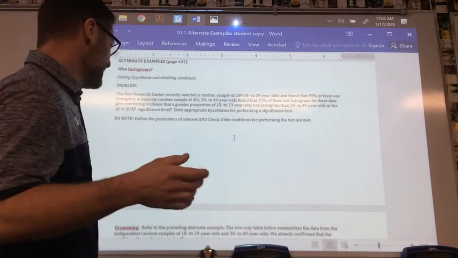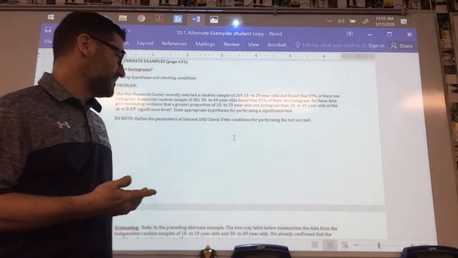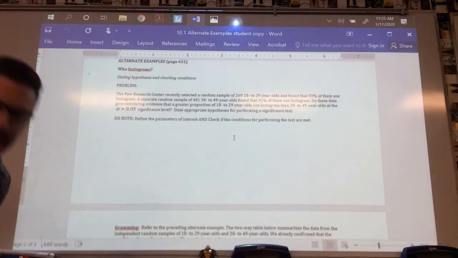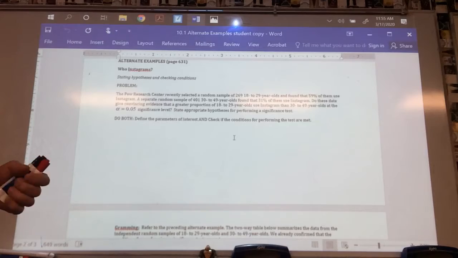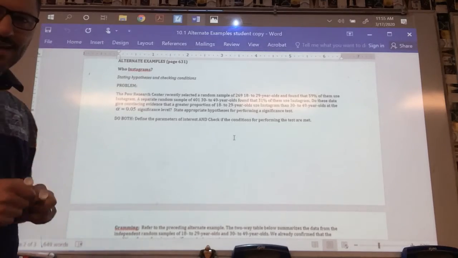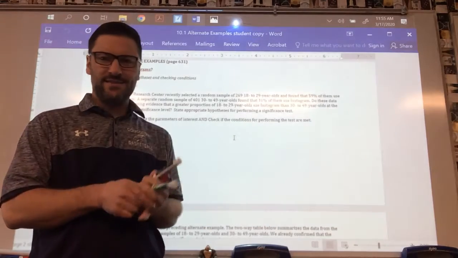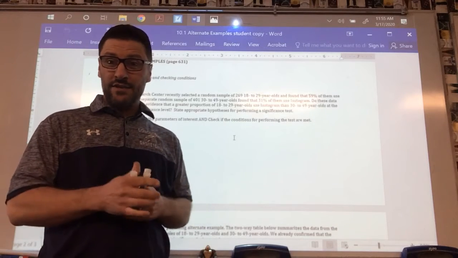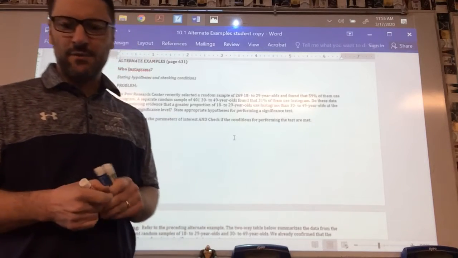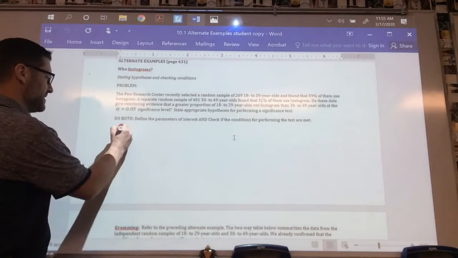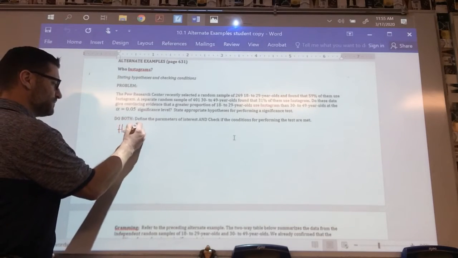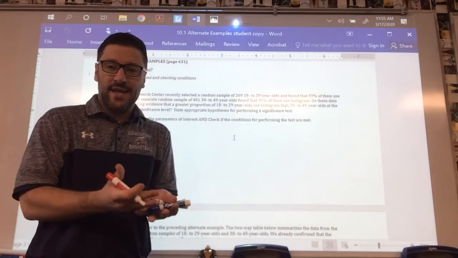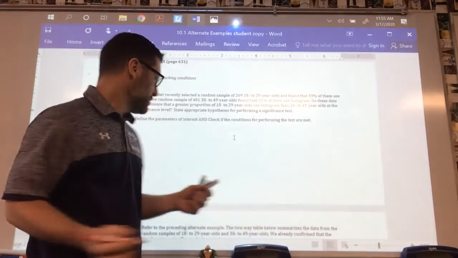Define both parameters of interest and check if the conditions for performing a test are true. So first of all, we're going to make a hypothesis, and we'll have null and alternative hypotheses, and if the P is low, H0 must go. We're going to have all that stuff just like before. But the first one is conditions. So we have H0, and what I would start with is that there is no difference between the proportions.